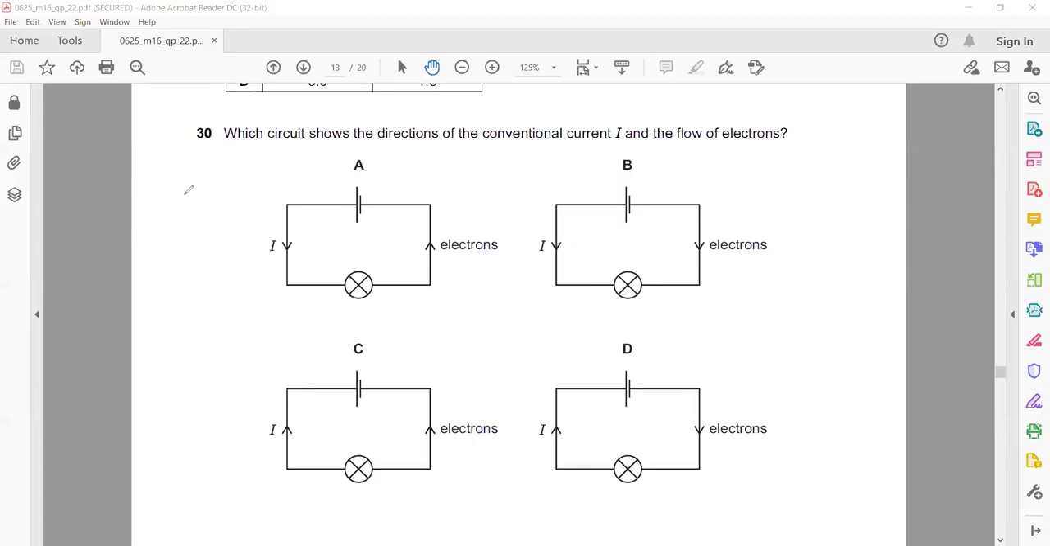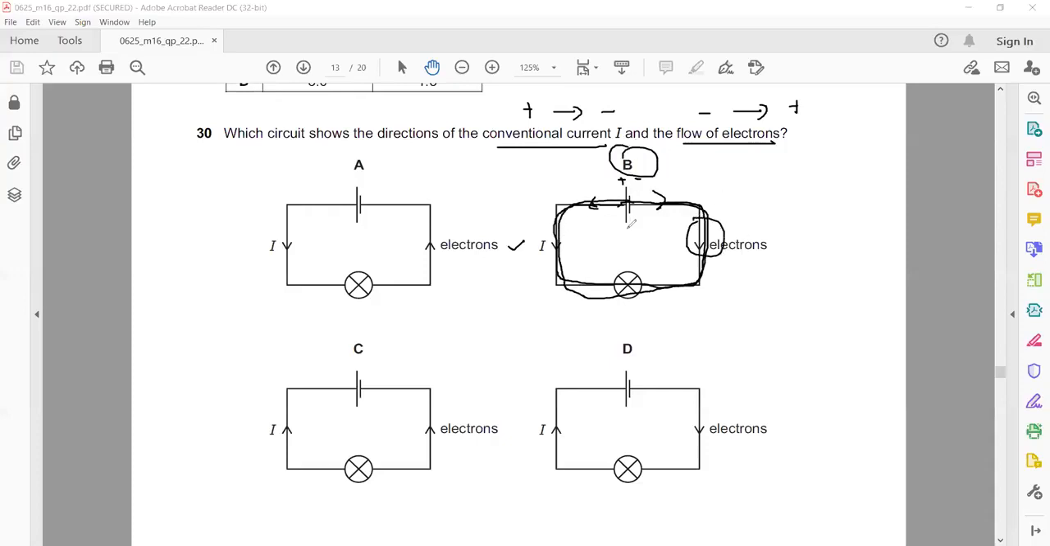The direction of the conventional current is from the positive terminal to the negative terminal. You can clearly see the big line represents a positive terminal, so if I say the direction of current, it will be in this manner. So the direction of current is given correctly, and electron flow is from negative to positive. When electrons flow, they flow from negative to positive. So electron flow direction is also given correctly. That's why B is the right answer.